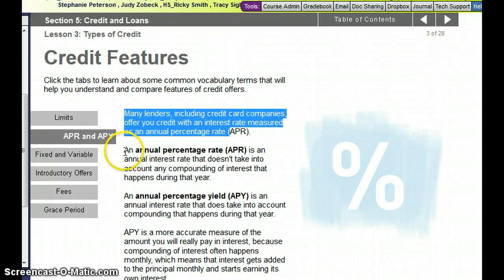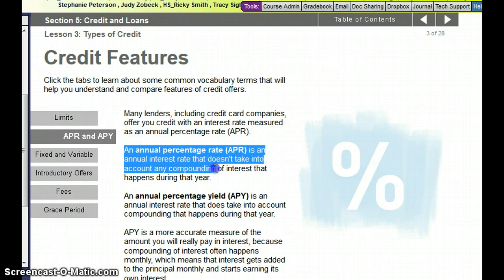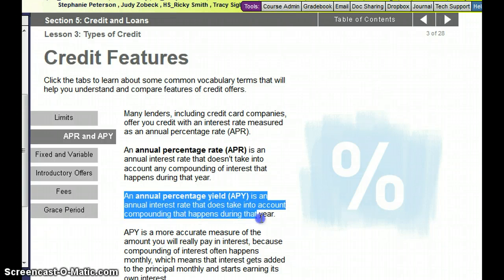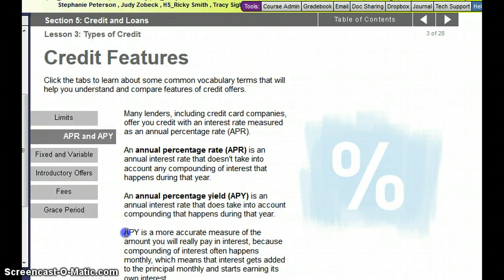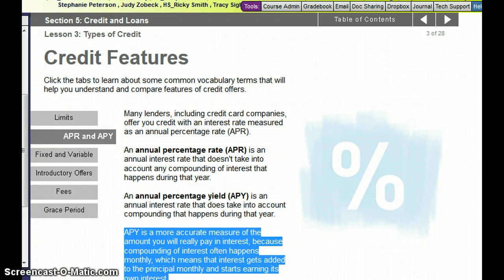An annual percentage rate is an annual interest rate that doesn't take into account any compounding of interest that happens during the year. An annual percentage yield is an annual interest rate that does take into account compounding that happens during the year. APY is more accurate because it reflects the amount you really pay in interest, because compounding often happens monthly, which means that interest gets added to the principal monthly and starts earning its own interest.